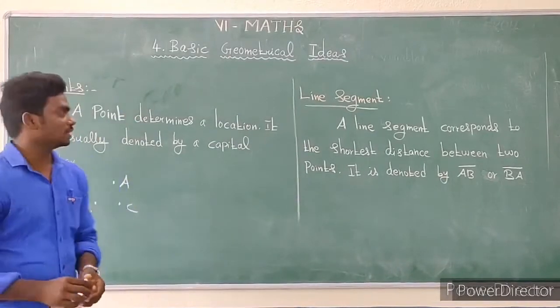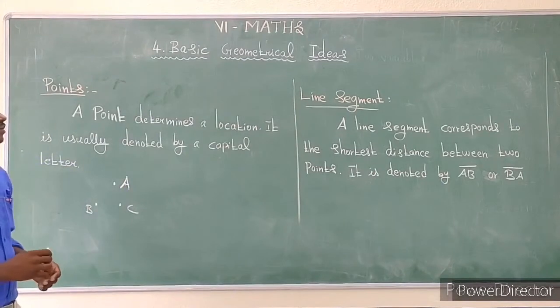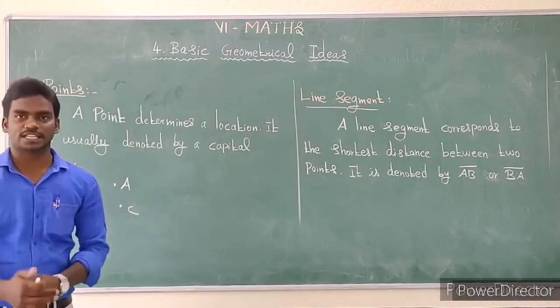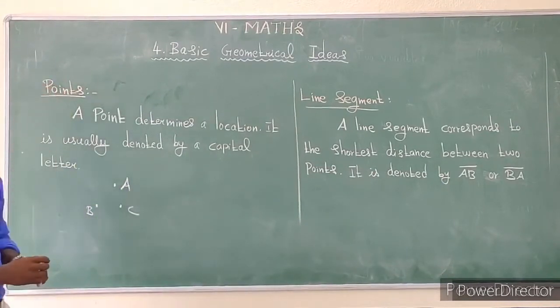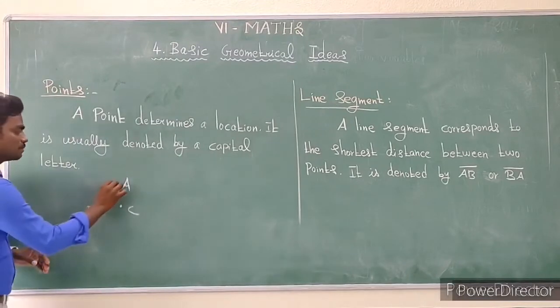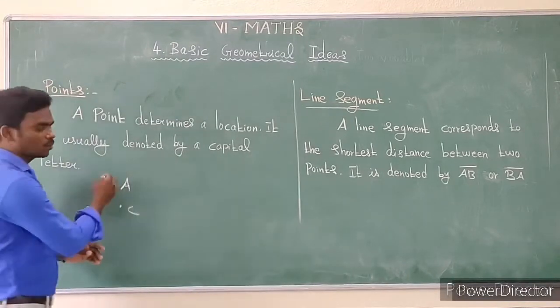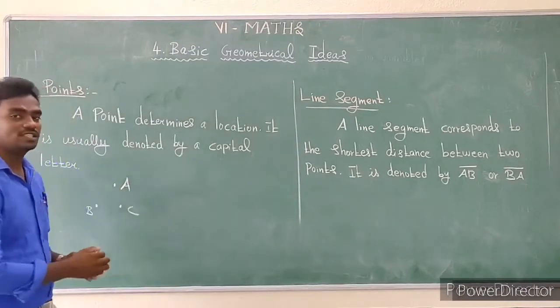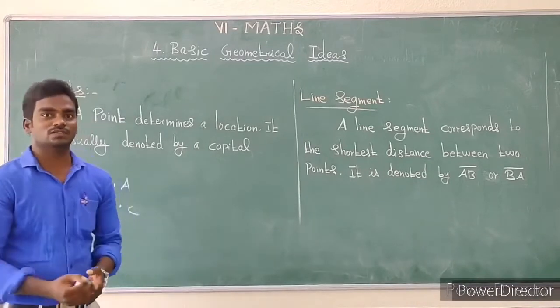Basic geometrical ideas. In this chapter we are going to learn some basic geometrical shapes. The first one is points. A point is a simple dot. A point is a dot only, right? But what are the uses of the point?